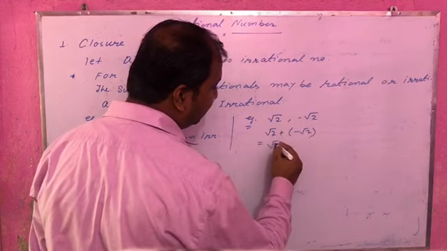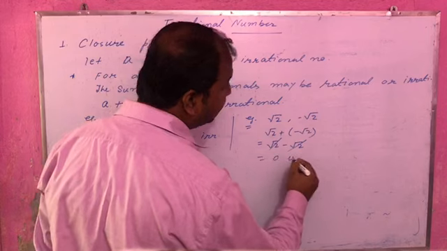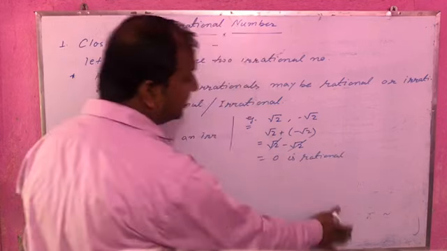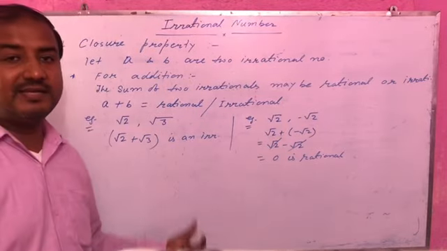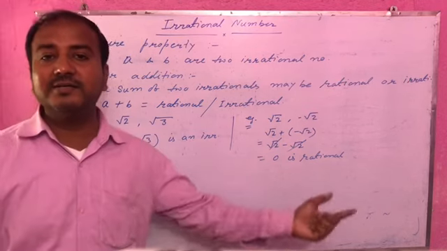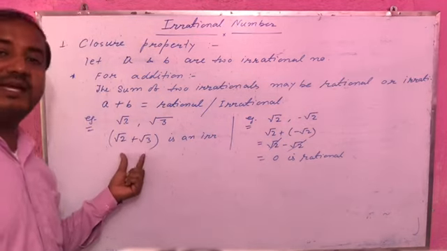You will get what? Root under 2 minus root 2. You will get 0, and 0 is rational. Means you can see the sum of two irrationals can be irrational and can also be rational. The sum will be this only, not more than this.